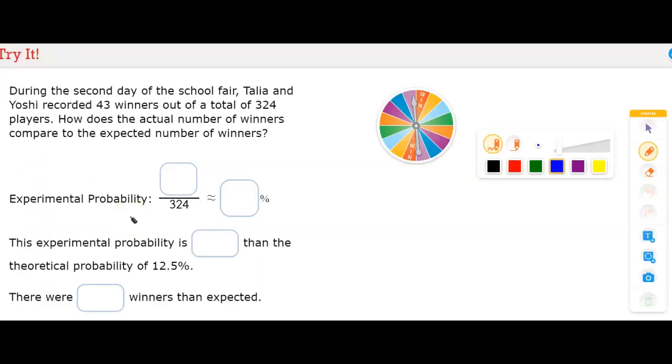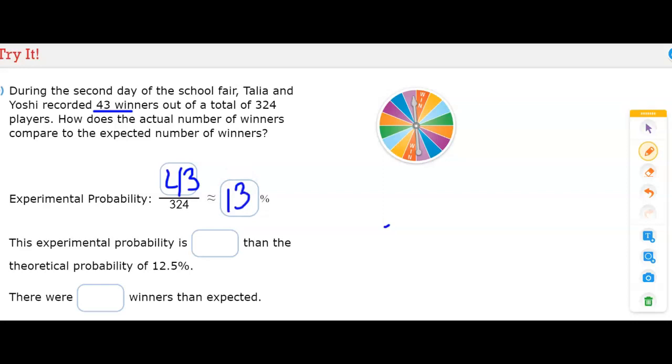During the second day of the school fair, Talia and Yoshi recorded 43 winners out of a total of 324 players. How does the actual number of winners compare to the expected number of winners? So we have 43 winners out of 324 players, and we're comparing the experimental with the theoretical. If we finish the experimental, we do 43 divided by 324, and we get about 13, and they round to the tenths place in the example, so I'm going to do the same. So it'll be 13 3/10%.